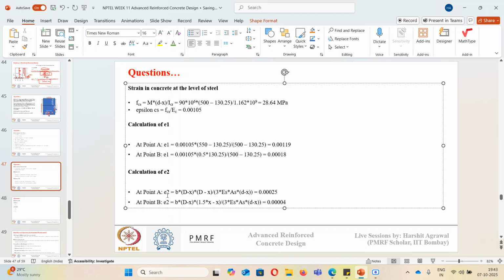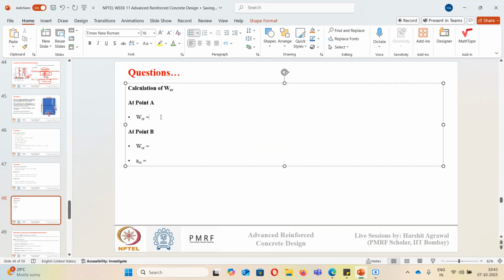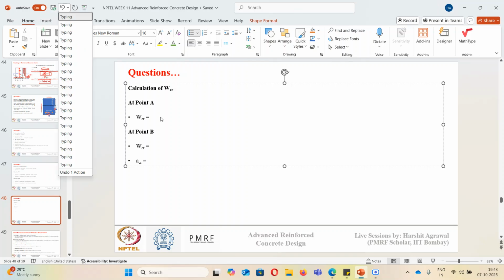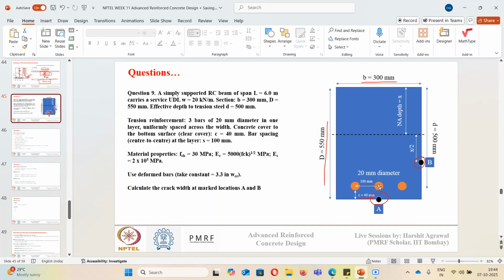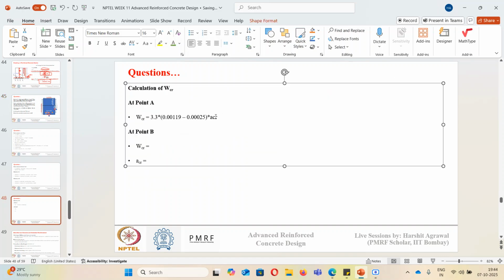So epsilon 1 minus epsilon 2 will give me the strain at the considered level, and so wcr we can calculate, 3.3 will be the factor since we have deformed rebars, times epsilon 1 minus epsilon 2 times acr. At point A, epsilon 1 is 0.00119, epsilon 2 is 0.000025, times acr. Acr is the clear cover. Point A is located nearest to this rebar, and this distance is 40 mm, given to us in the question. So acr I can substitute as 40, and it will come out to be 0.124 mm. So the crack at this location will be of width 0.124 mm.